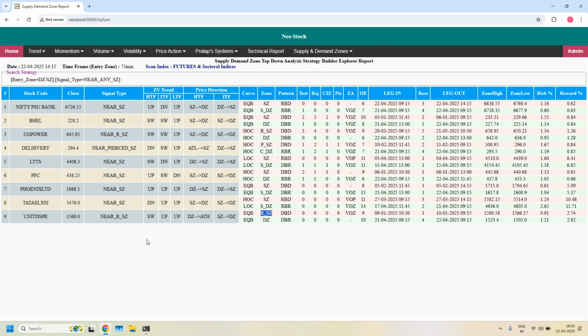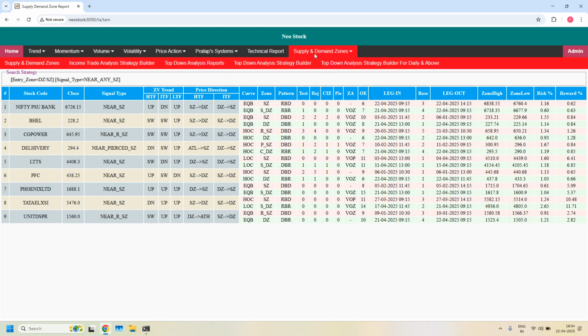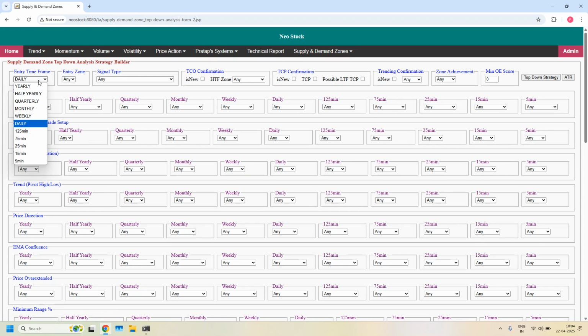So United Spirits is having a daily high liquidity supply zone. In total, 2 75-minute high liquidity supply zones are identified from this list. With this we have completed identification of daily and 75-minute high liquidity zones that you can use for the HLQ zone strategy.